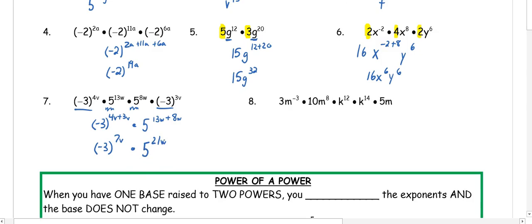Number 8, we again have two bases. We have m, and this last one will have an exponent of 1. So we have m to the negative 3 plus 8 plus 1. And we have k to the 12 plus 14. We also have some coefficients here. We have 3, 10, and 5, so we can multiply those all together. 3 times 10 is 30, times 5 is 150. So this simplifies to 150m. When I add this together, negative 3 plus 8 is 5, plus 1 is 6m, and k to the 26th power.